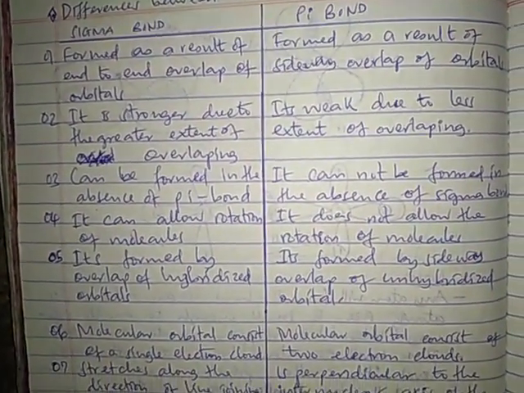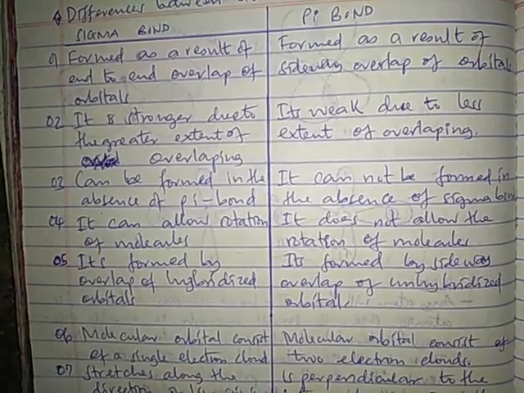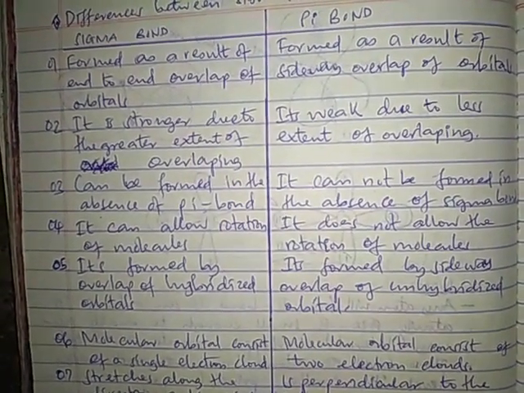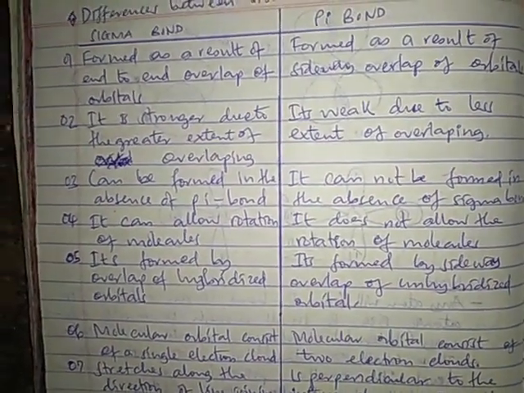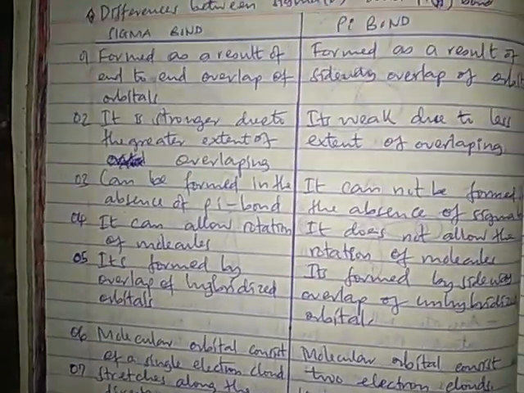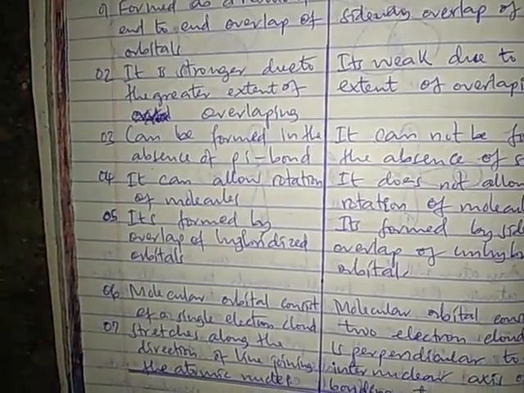Fourth, sigma bond can allow rotation of molecule, while pi bond does not allow rotation of molecule. So you may understand it later when we are talking about the rotation of molecule, or if you go to study organic chemistry, you can understand this concept of rotation of molecule.